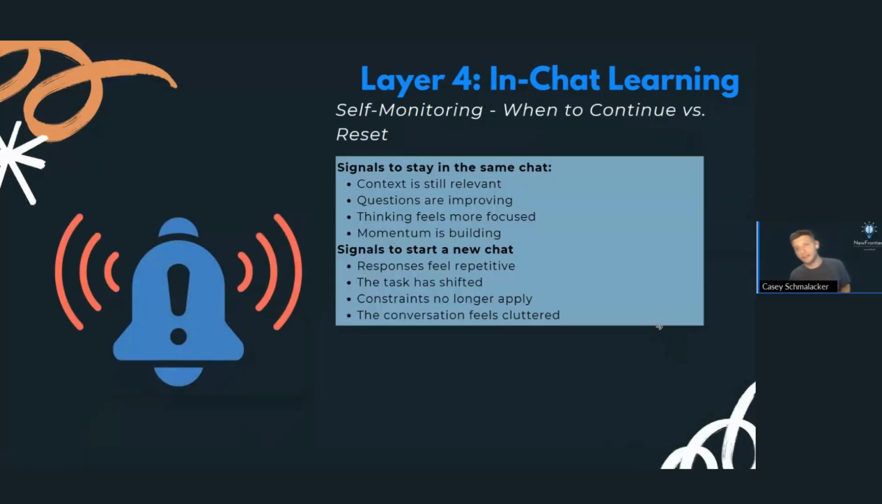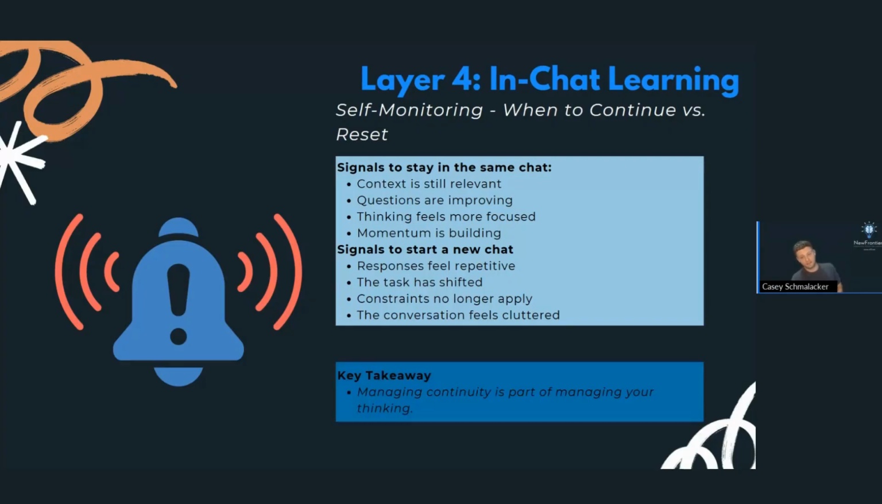So self-monitoring with this layer 4: signals to stay in the same chat are that context is still relevant, questions are improving, thinking feels more focused, and momentum is building. But signals to start a new chat might include responses that feel repetitive, the task has shifted, constraints no longer apply, or the conversation feels cluttered. So the key takeaway is that managing continuity is part of managing your thinking.